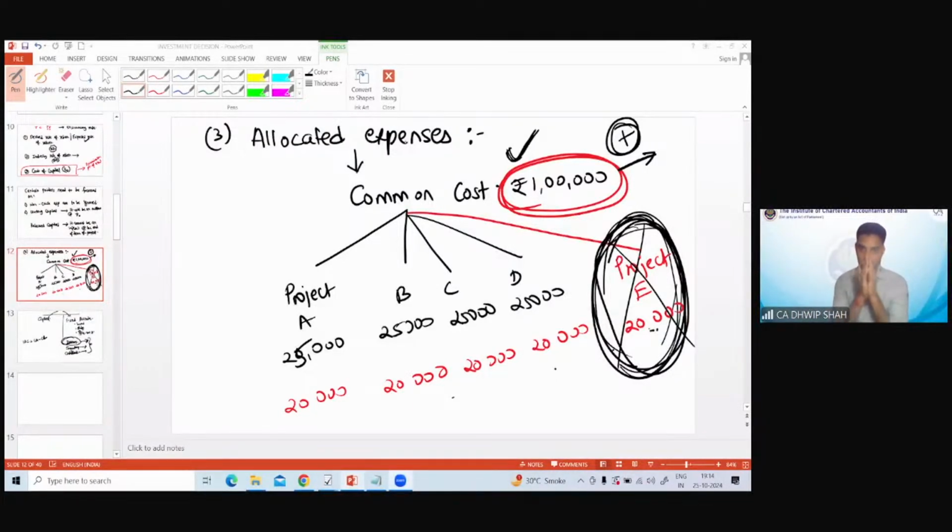So had common cost or allocated expense been increased due to taking a new project, then that cost would be relevant. But had the common cost not increased, then it is irrelevant for our project. Because even if this project had not happened, my expense would be 1 lakh only. So it is irrelevant. So unless otherwise specified, allocated expenses are to be ignored for deciding whether to invest in a project or not.